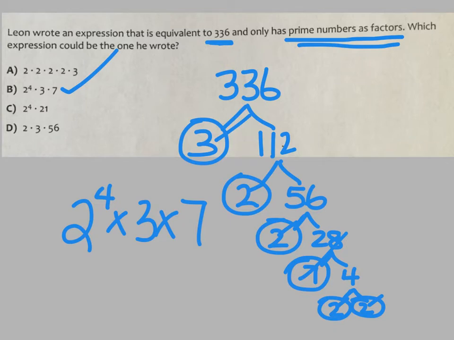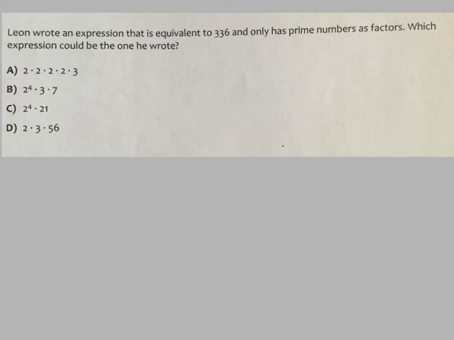Now let me show you upside down division, just in case the factor tree is not something you prefer to do. So if we were to do upside down division, it would look like this. I would start with the number 336. And then I would draw a house for dividing, but upside down. Only prime numbers can be divisors. So I start with 3. 3 goes into 3 once, 3 goes into 3 once, 3 goes into 6 twice.